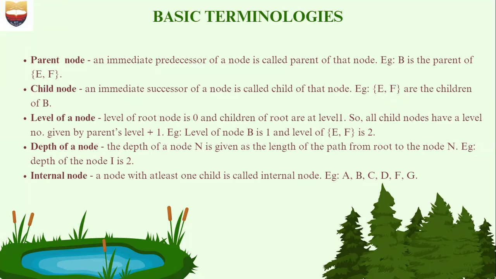Therefore, these two nodes are said to be children nodes of B. Next term is level of a node. Every node in the tree is assigned a level number in such a way that the root node is at level 0. Children of the root node are at level 1. Thus, every node is at one level higher than its parent level. So, all child nodes have a level number given by parent's level number plus 1. Example, level of node B is 1 and level of nodes E and F is 2.